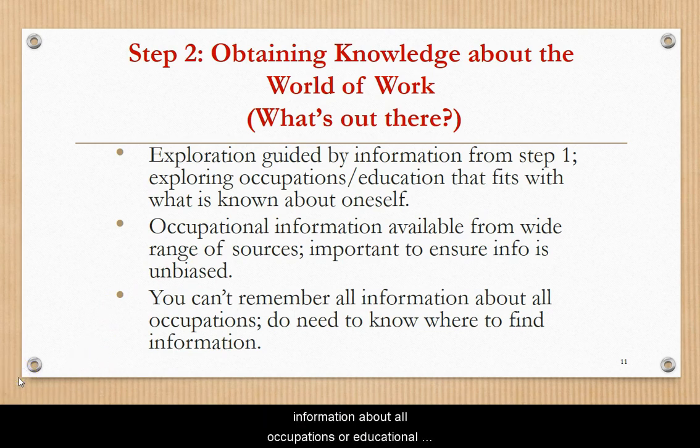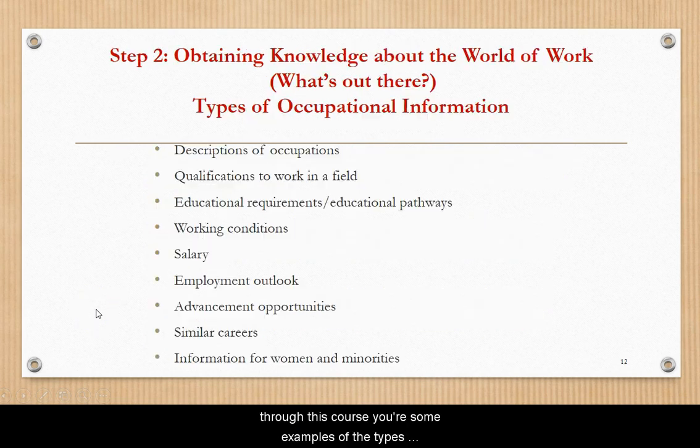As I've said previously, you can't remember all information about all occupations or educational pathways, but you do need to know where to find information. And again, that's one of the things you'll learn through this course. Here are some examples of the types of things that you can be looking for when you are helping a client with information in this category.